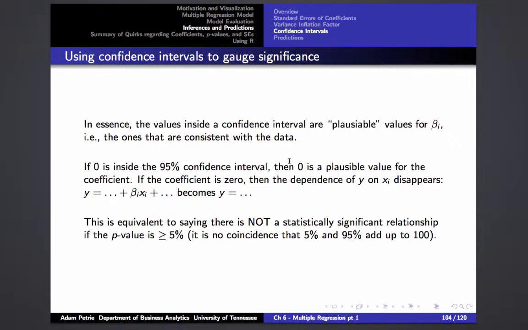All right, we can also use confidence intervals to gauge significance. The confidence interval gives a range of plausible values for beta. So if 0 is inside the 95% confidence interval, 0 is a plausible value for the coefficient. And if the coefficient is 0, the dependence of y on x disappears. Because if beta i is 0, then 0 times x is just 0 here. Okay.